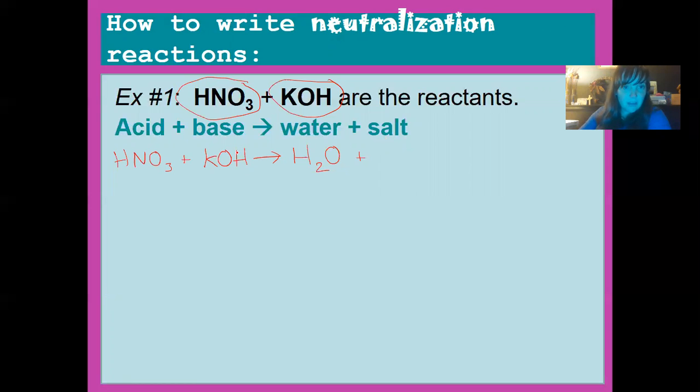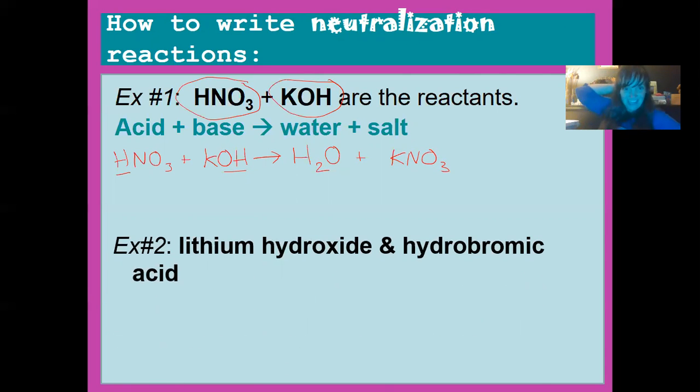So let's see. The base gave away the hydroxide to make water. The acid gave away hydrogen to make water. What do we have left? Well, from the base we have a K plus, and from the acid we have an NO3 minus. So those two together are going to be our salt. So it'll be KNO3. Great. Let's try another one.